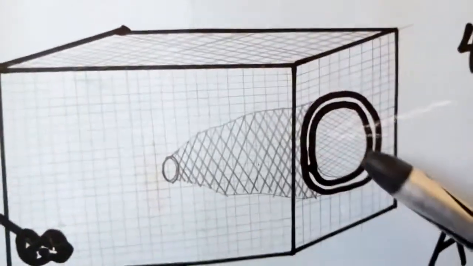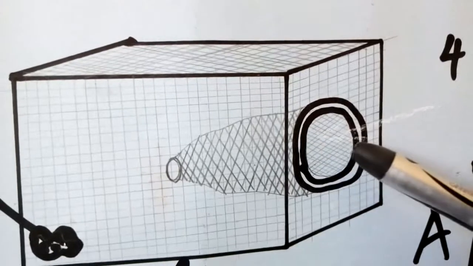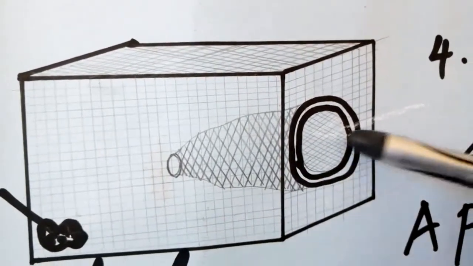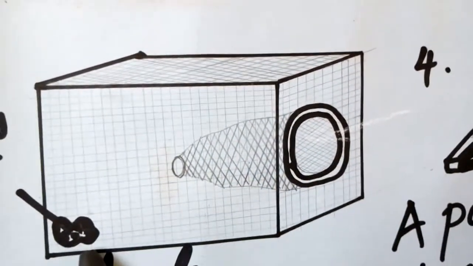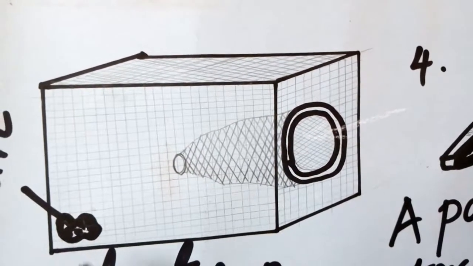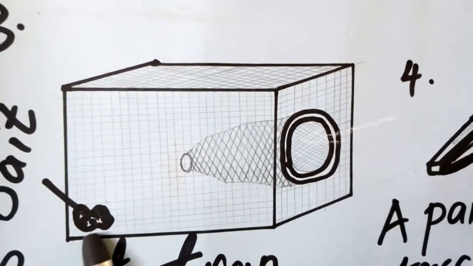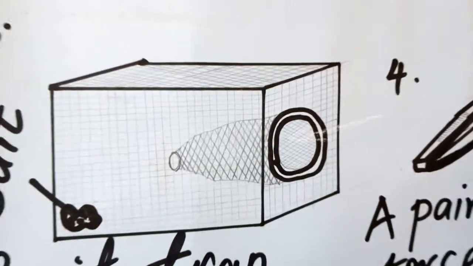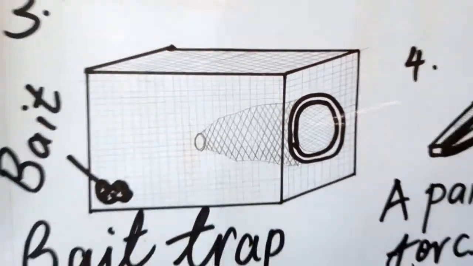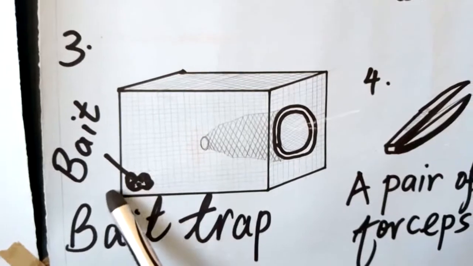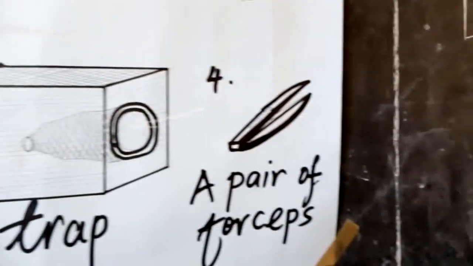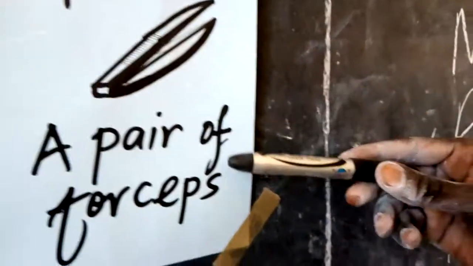As you can see, it has an opening here into which an animal can get in, trying to get to the bait so as to feed on it. Bait should therefore be some kind of food which that animal likes, so that it can move in to try and consume it. The fourth one is referred to as a pair of forceps.